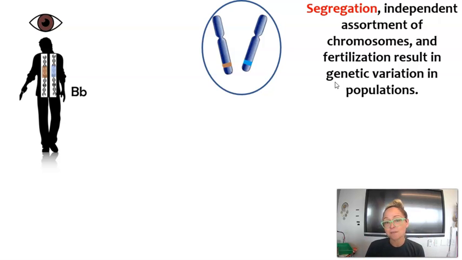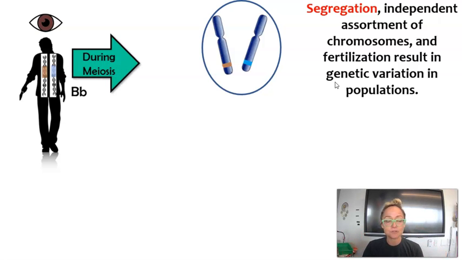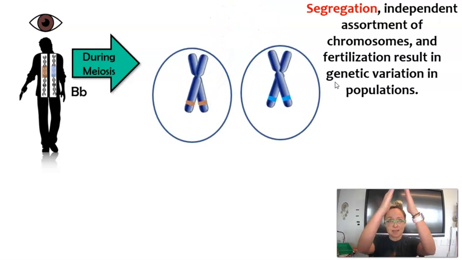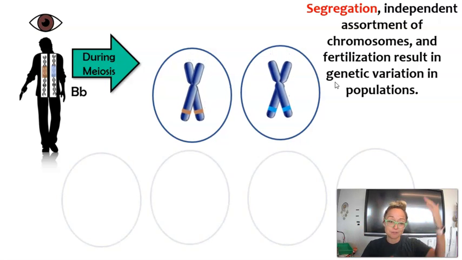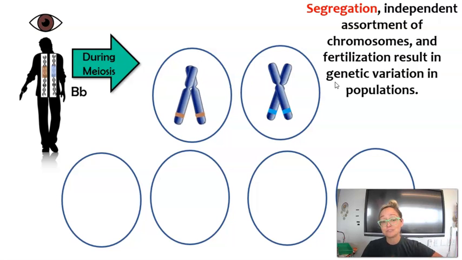But here, when we talk about Mendel's Law of Segregation, really what we're talking about is how a diploid organism who has 2 chromosomes, those 2 chromosomes are going to separate, or segregate, into gametes. And so here, if this male is heterozygous, during meiosis his 2 chromosomes are going to separate throughout meiosis 1 and then meiosis 2.